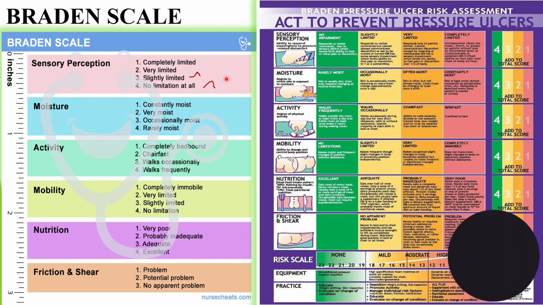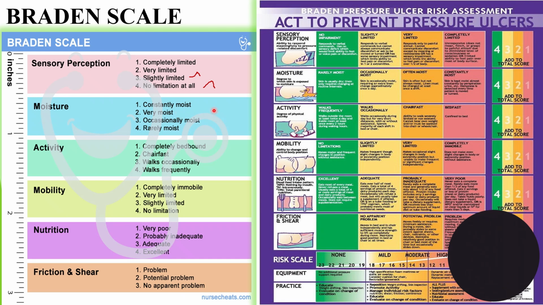Sensory perception is completely limited means those who are unresponsive, and then those who only respond towards painful stimuli, and then those who respond to a verbal command but cannot always communicate with you, and then no limitation, they are able to verbally express their pain, their discomfort and everything. The next component is moisture.